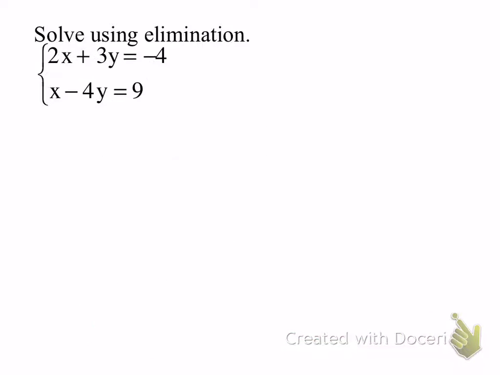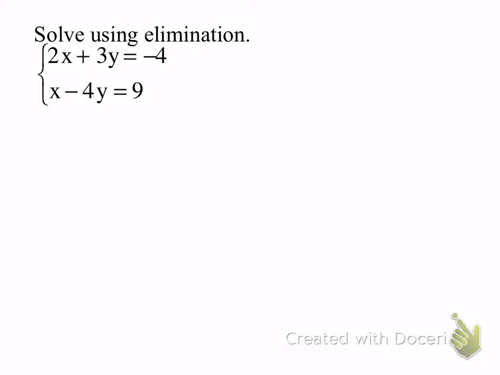Yes? What happens if one of the equations is missing a variable? Then I wouldn't use this method. Okay. So now, what are we going to do? The question was, what happens if one of the equations was missing a variable? I wouldn't use this method. I would use substitution. Okay?